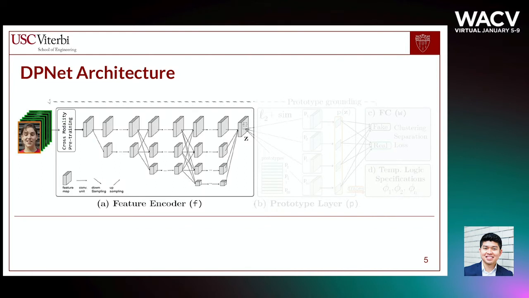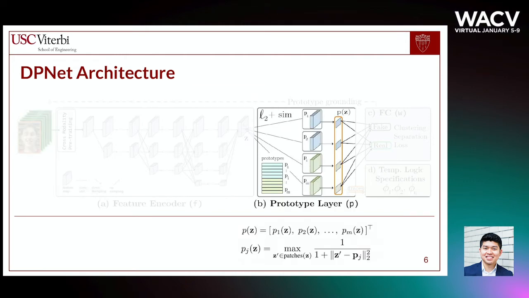First, in the feature encoder, spatial and temporal information is simultaneously processed via the high-resolution network architecture with pre-trained weights and cross-modality pre-training to average and increase the number of channels in the first convolutional layer.